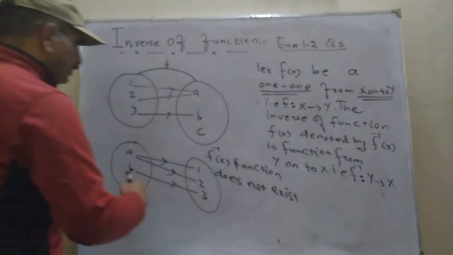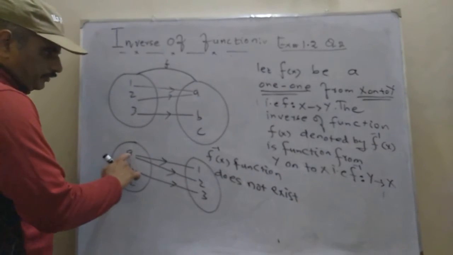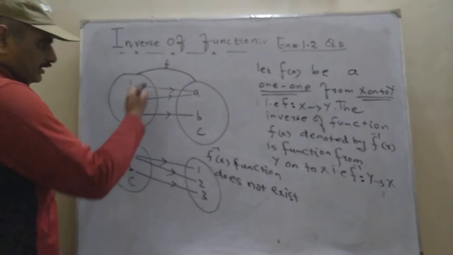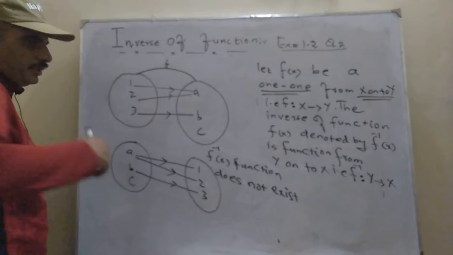As you can see, there are two different values for one domain, so it is against the definition of function. As you can see, it is not one-to-one mapping, that is why its inverse does not exist.